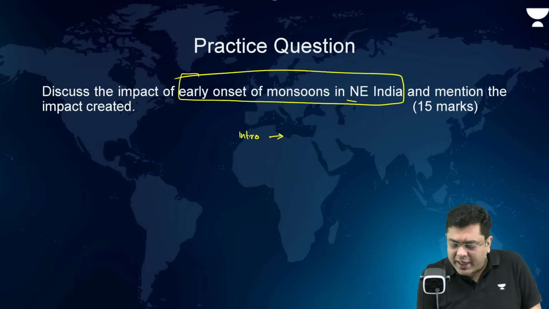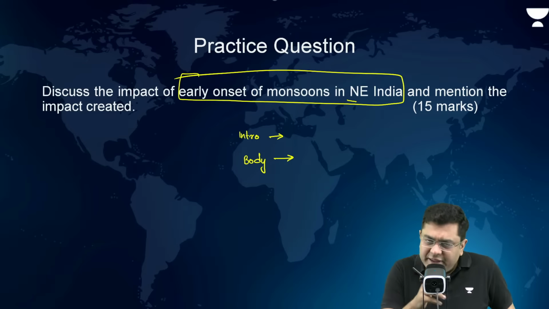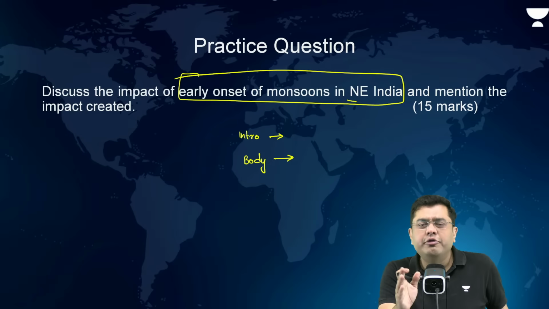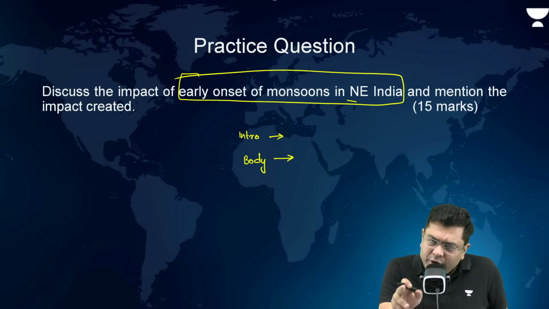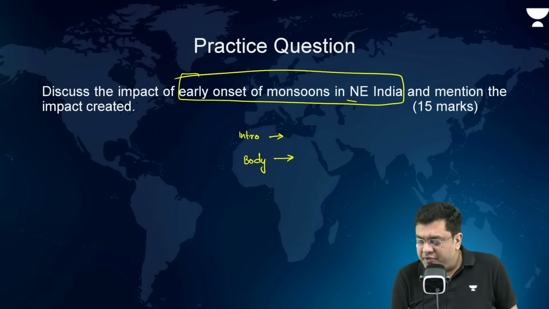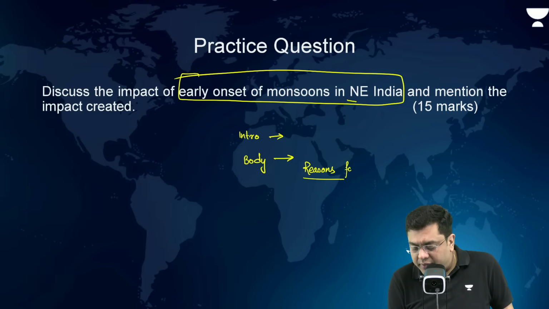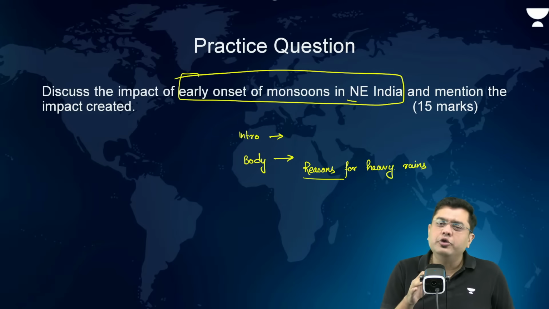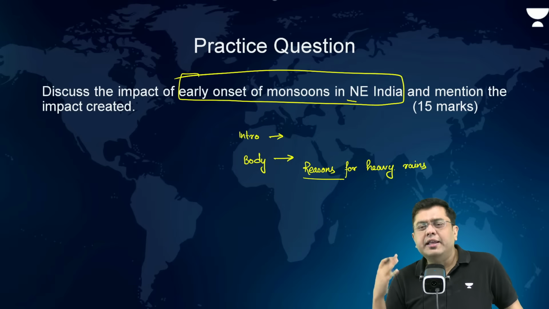Now, in the body, you start mentioning that in the northeastern part of the country, the rains start to happen within 1 to 2 days since the rains begin in the Kerala coastline. So there is a general 1 to 2 day lag between the onset in India and the onset in the northeastern region. Then you start mentioning the reasons, because it is a 15 marker question, the reasons for the early onset and also reasons for heavy rains. The reasons that we have mentioned in the slide earlier. Those reasons, the funnel shape of the mountain, changing land use pattern, orographic barrier, everything that you mentioned.